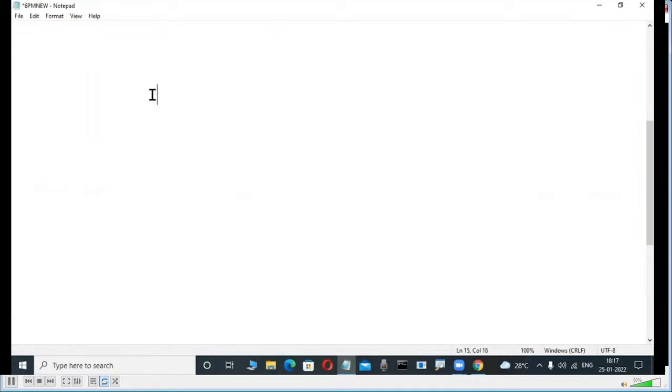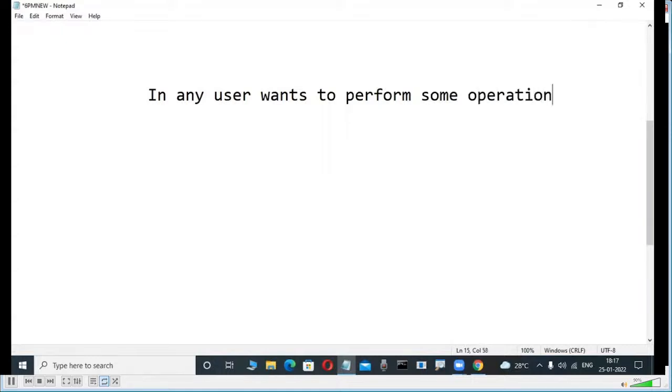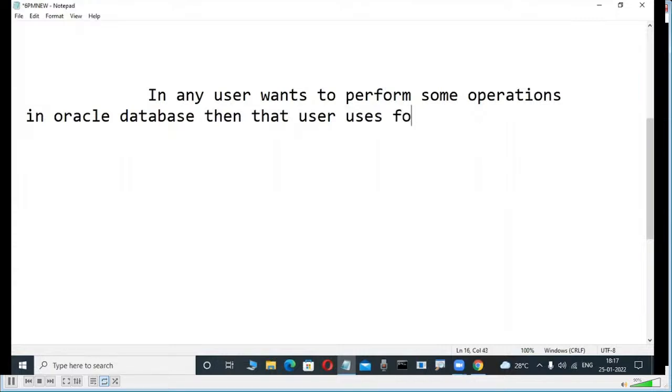If any user wants to perform some operations in Oracle database, then that user uses the following two-step process. Two-step process.